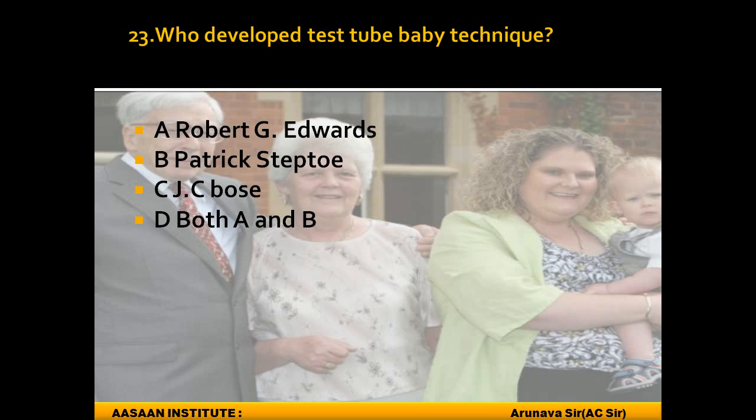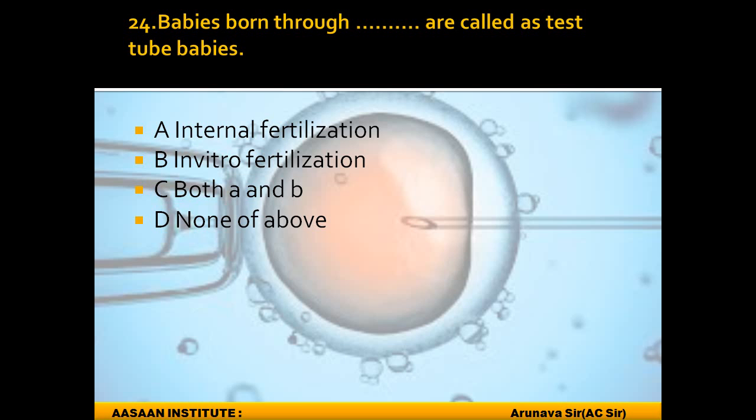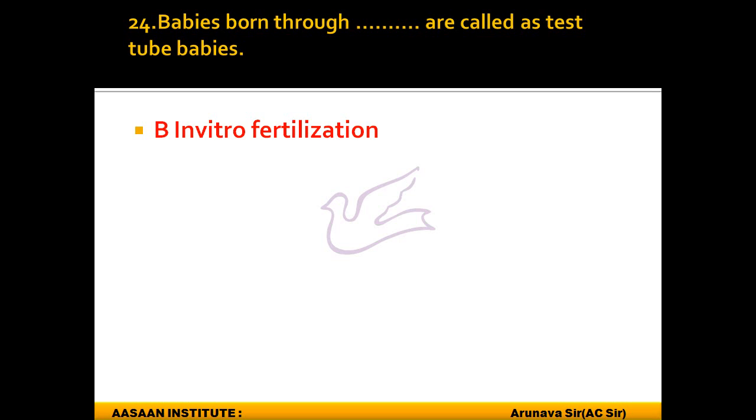Who developed the test tube baby technique? That is also a very important question we already discussed. So both A and B, Edwards and Steptoe, so the option D is the right option for question number 23. Question number 24. Babies born through dash are called test tube babies. This is in vitro fertilization technique, also called the test tube baby technique. So in vitro fertilization, option B is the right option.